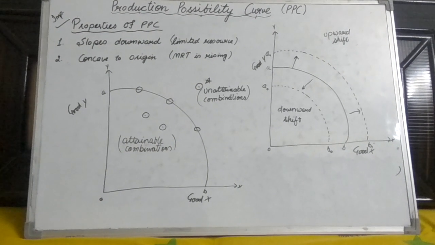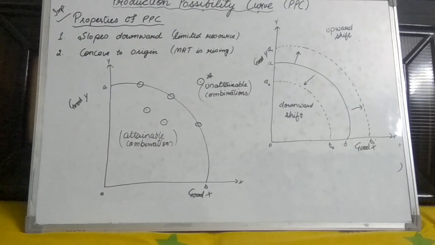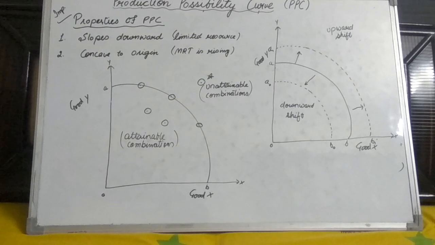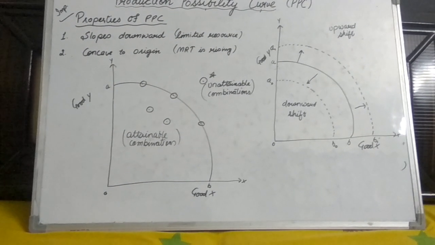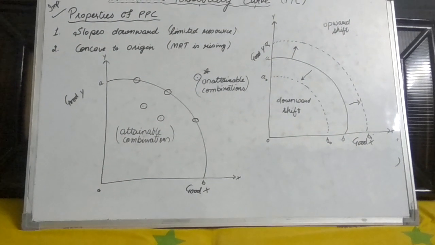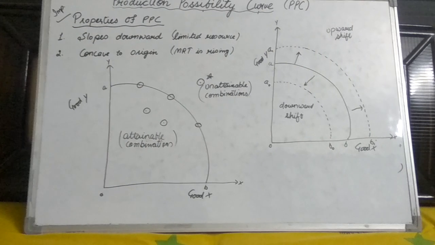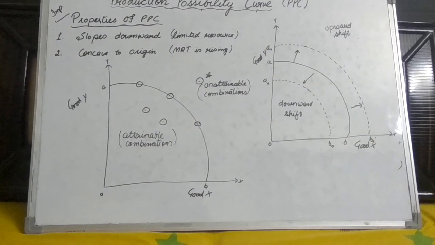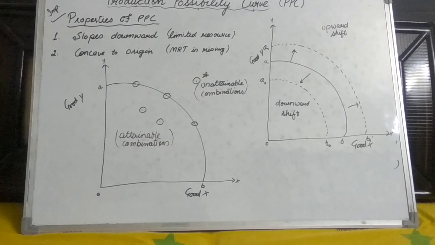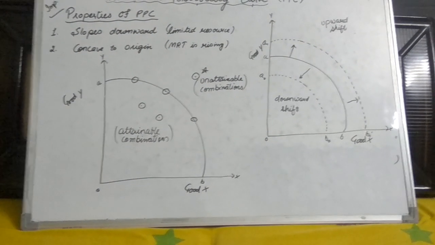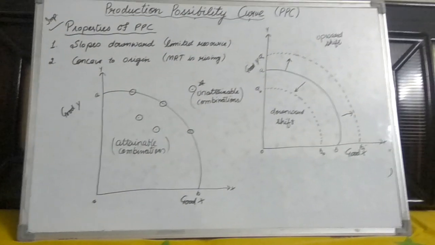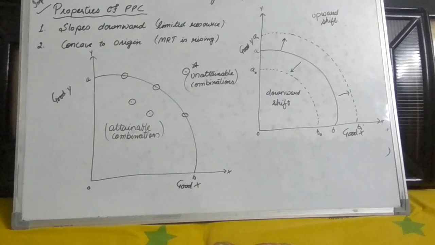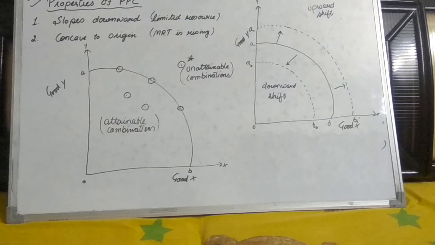So all those combinations which lie upon PPC or inside the PPC are all termed as attainable combinations. These are the combinations which the producer can opt for with his technology and with the resources that he has for the production process. And these are called attainable because the producer can achieve and meet these resources.